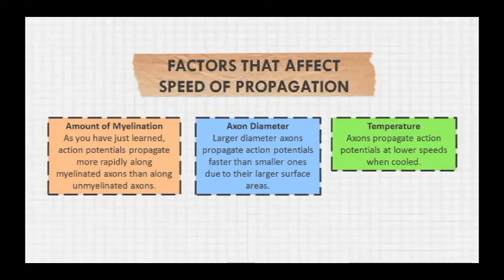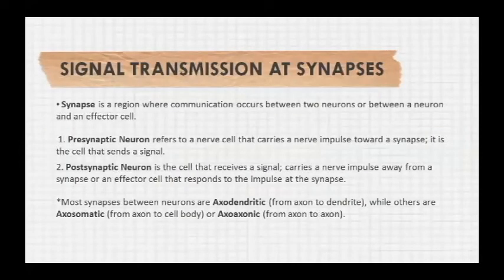There is also signal transmission at synapses. Again, a synapse is a region where communication occurs between two neurons or between a neuron and an effector cell. There are two kinds of neurons when we are talking about synapses: the presynaptic neuron and the postsynaptic neuron. The presynaptic neurons are the nerve cells that carry nerve impulses toward a synapse.